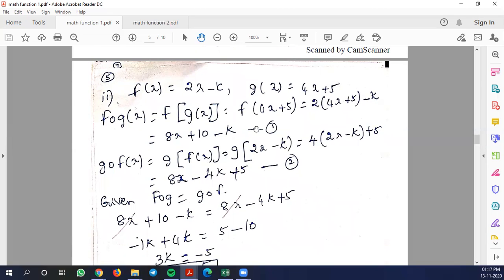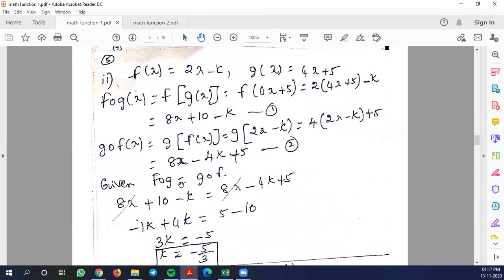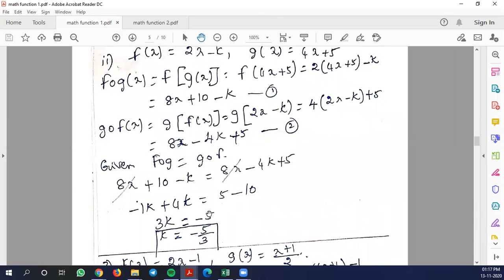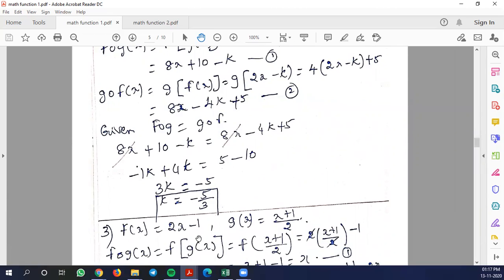Again, it is given these two are equal. I am equating 1 and 2. So again, 8x, 8x get cancelled. And minus 1k is here. Bringing this minus 4k, it becomes plus 4k. 5. Bring this plus 10 to that side, it becomes minus 10. So 3k equal to minus 5, k equal to minus 5 by 3.